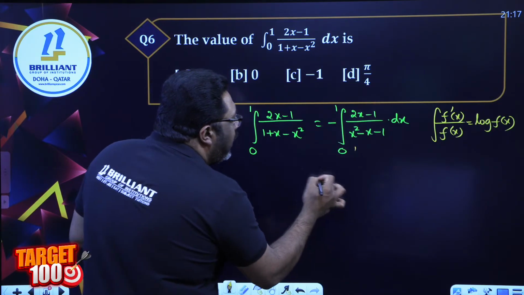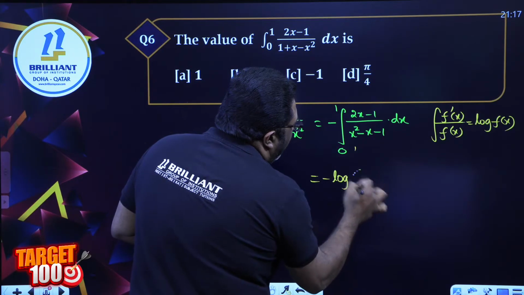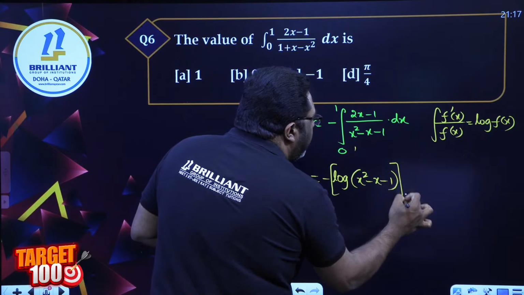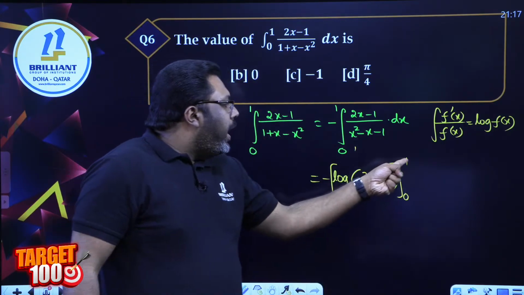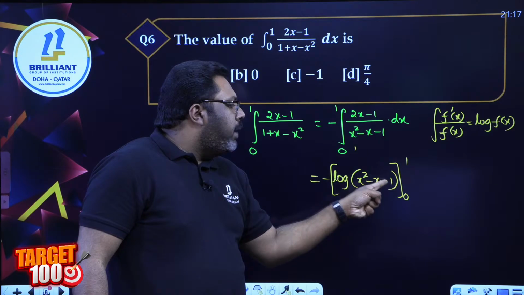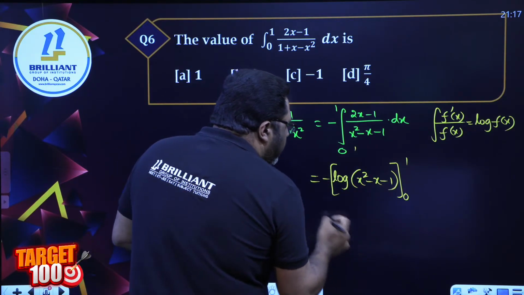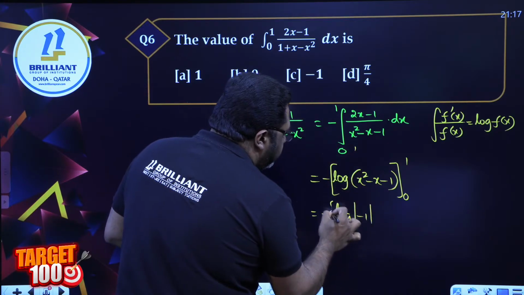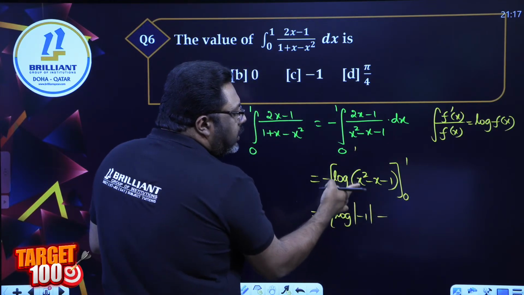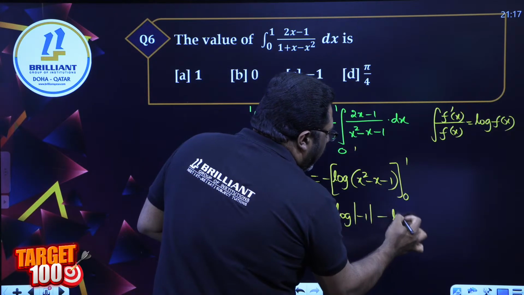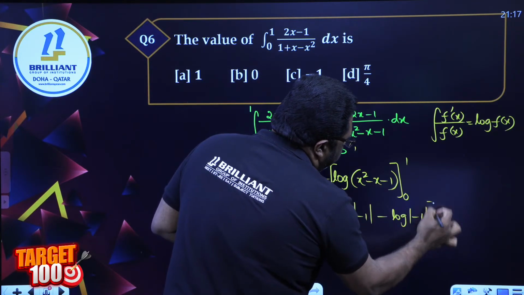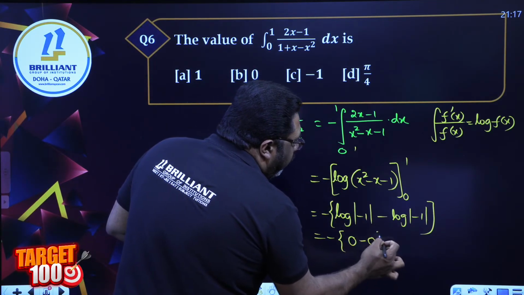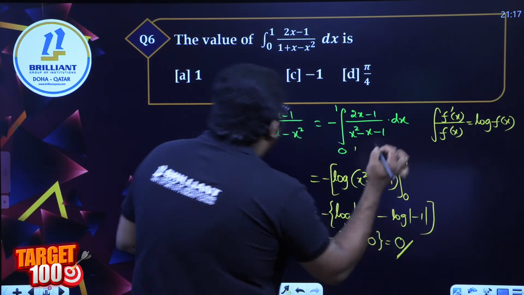So the answer is going to be minus log x squared minus x minus 1, and the limit is from 0 to 1. If I apply 1, it's 1 minus 1 minus 1, so it's going to be log mod minus 1. Again, if you put 0, it's 0 minus 0 minus 1, again log mod minus 1. Mod minus 1 is still 1. Log 1 is 0. So your final answer is also 0.